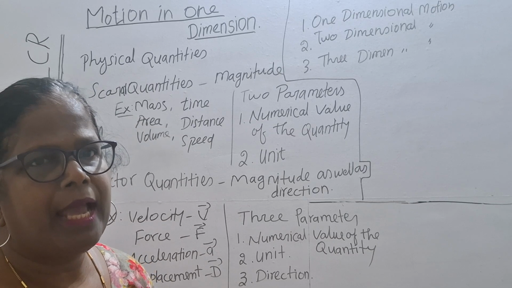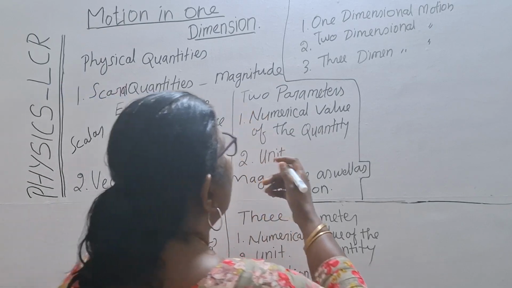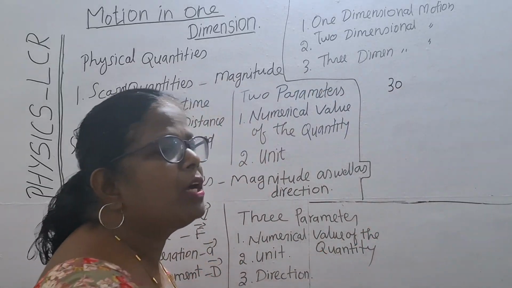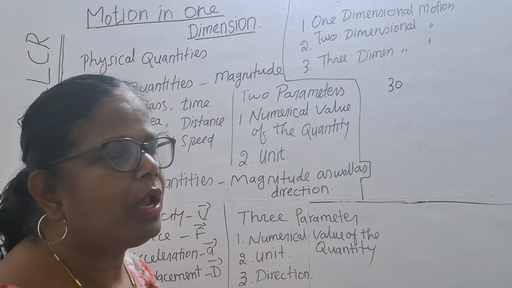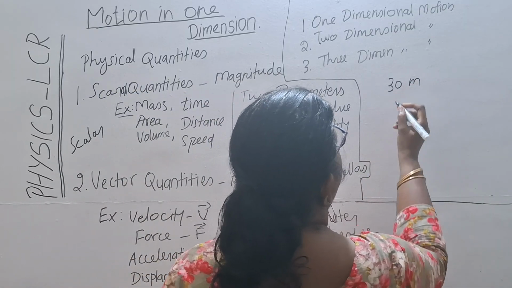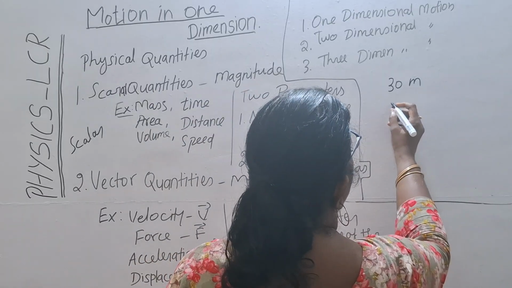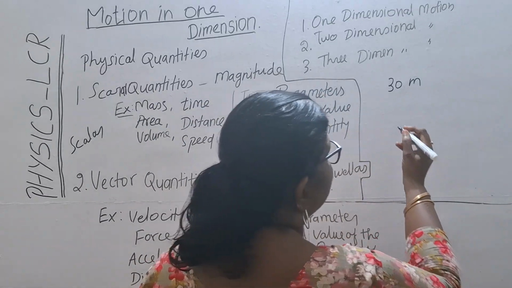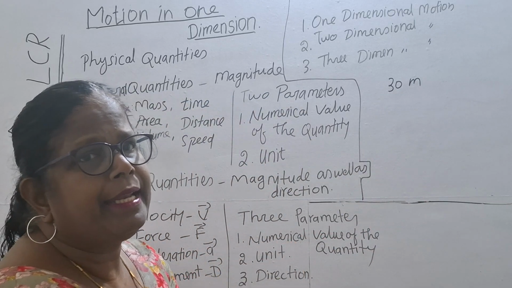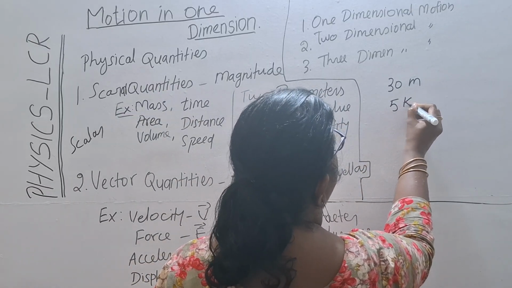The quantity which has only the magnitude is known as a scalar quantity. What is magnitude? Magnitude means numerical value along with unit. Suppose we measure distance as 30 meter, 10 meter, 1 kilometer. Then mass: 1 kg, 2 kg. The material contained in the matter is known as mass. So that is a 5 kg mass.